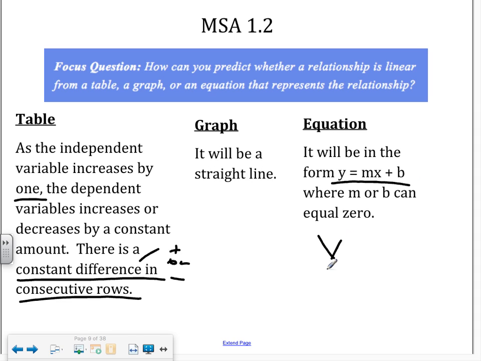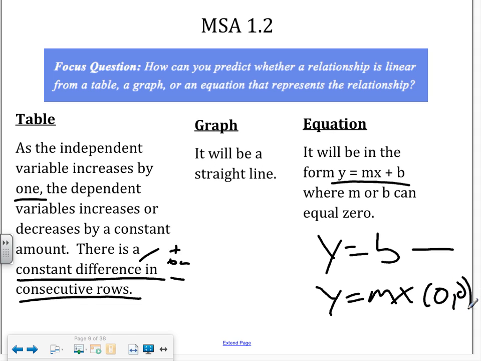If m is 0, you have y equals b. If b is 0, you get y equals mx. This will be a straight line. This will go through 0, 0.